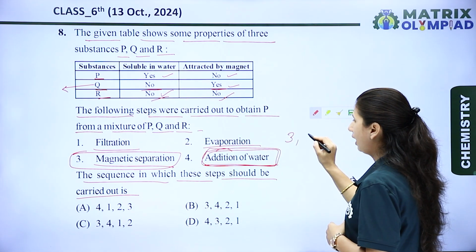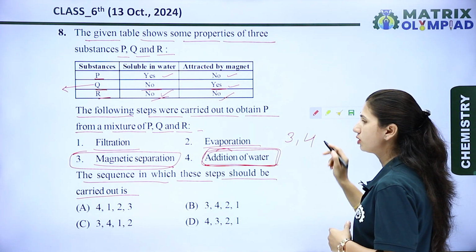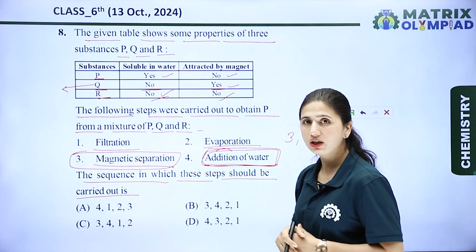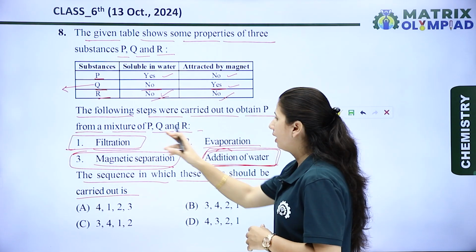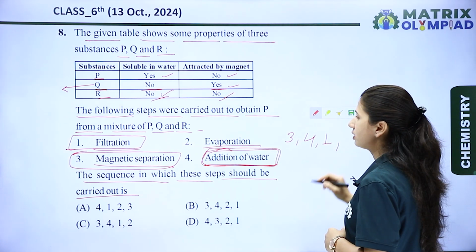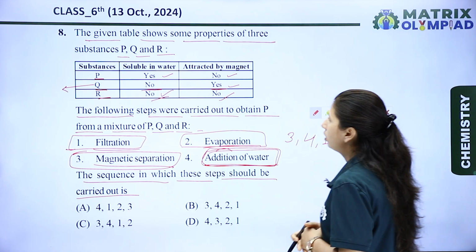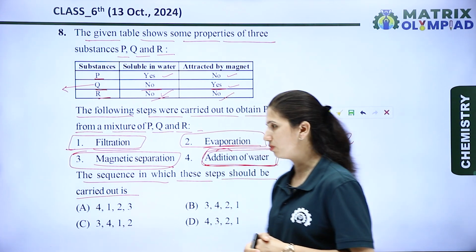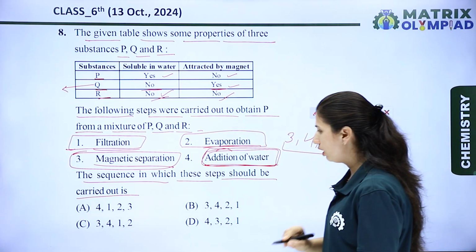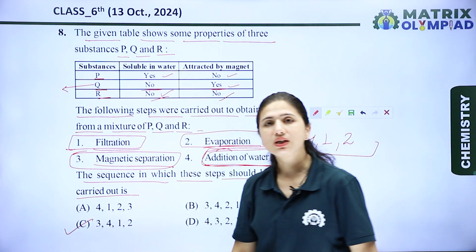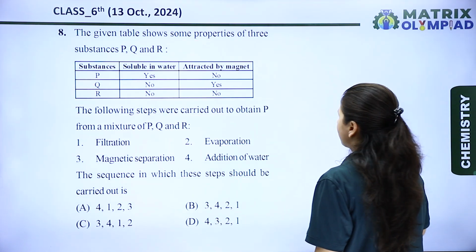So after the third process, magnetic separation, we add water. Then the filtration process will proceed, and after that filtration we can use the evaporation process, so we can get P. So according to that, 3, 4, 1, 2, it means option C is the right option for this question. Now let's see the next question.